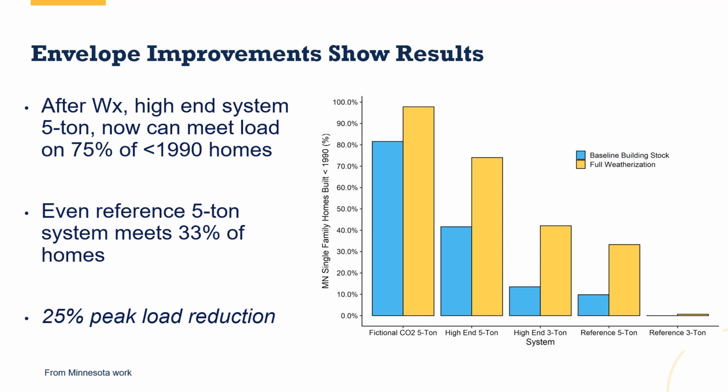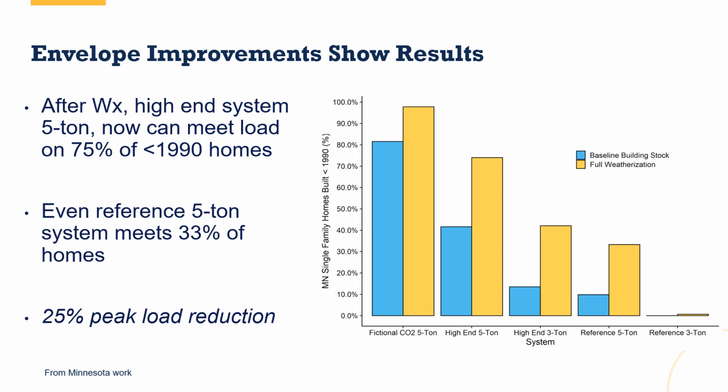And so we said, well, let's model a fictional CO2 5-ton space conditioning heat pump. We're going to model a real-world high-end 5-ton one. We're going to do a real-world high-end 3-ton. We'll do a reference 5-ton and a reference 3-ton, meaning kind of just out of the box or most average. On the left of the two bars, this is the baseline building stock, and then the right bar next to it is if we did a full weatherization package. And we just started by looking at pre-1990 homes. So the homes where weatherization would likely benefit them the most.